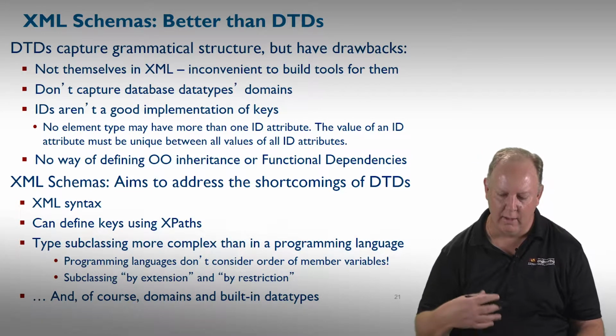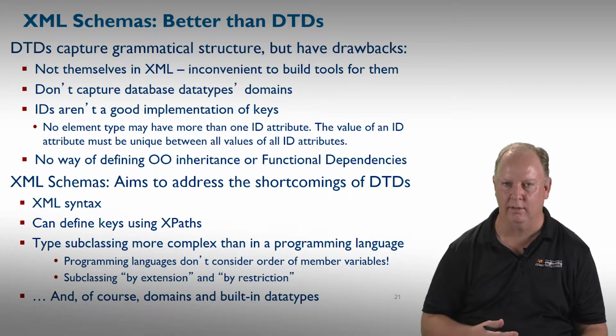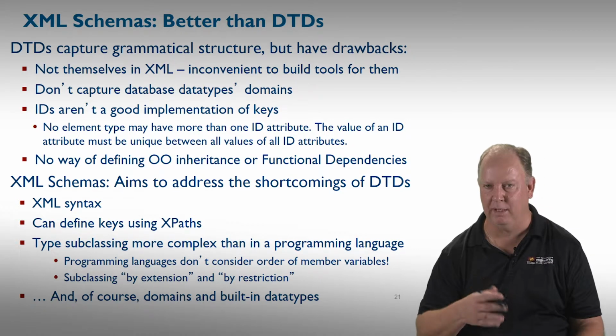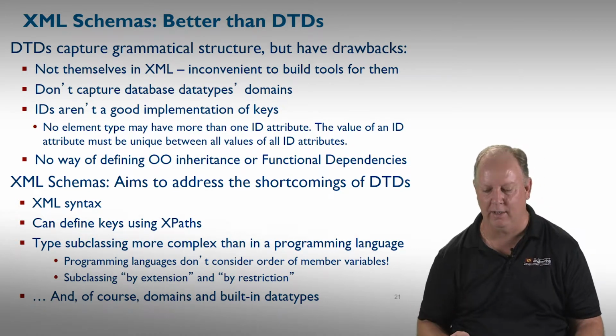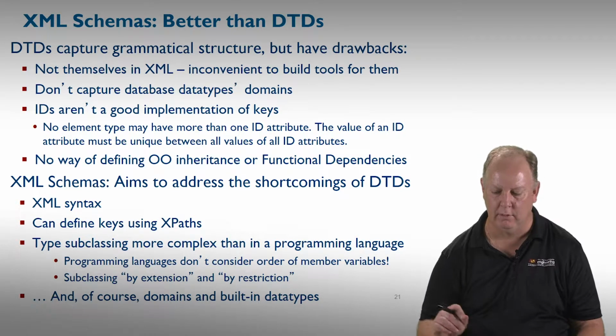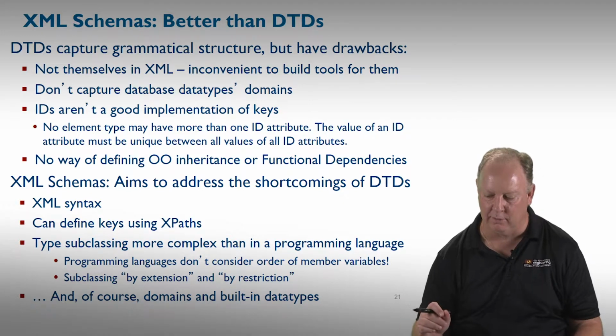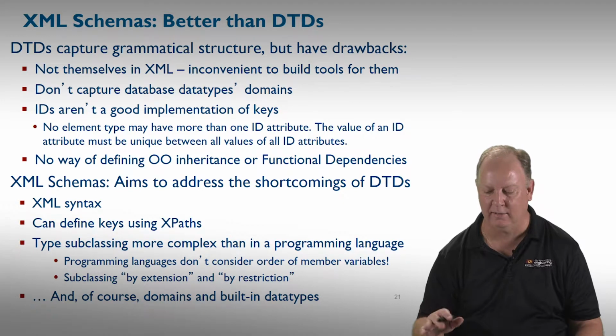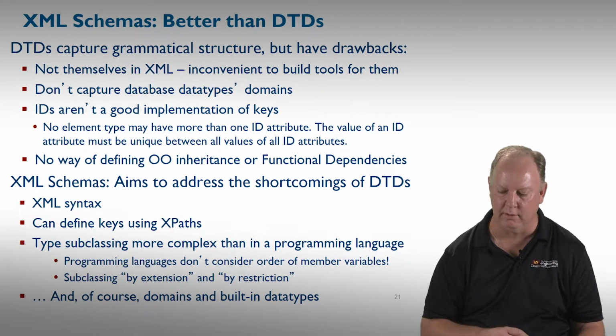And then finally, you don't have any way of doing this object-oriented style of inheritance, or functional dependencies, dependencies between different values of different elements or even attributes. And functional dependencies are something that we're going to talk more about next week in this class when we talk about normalization.